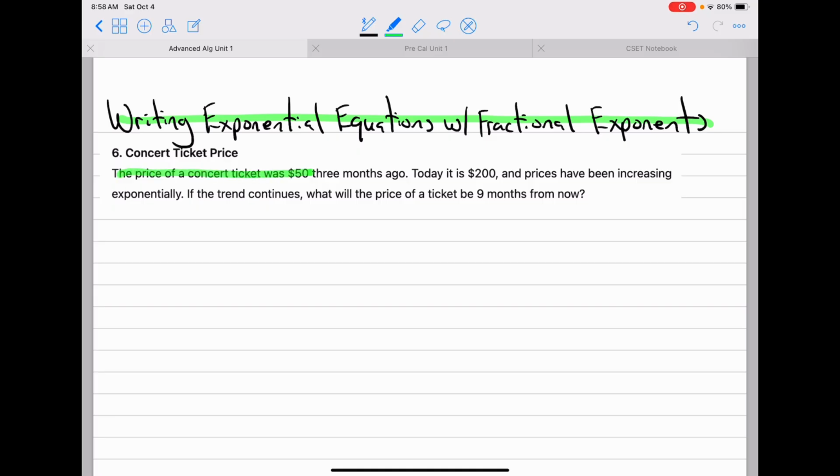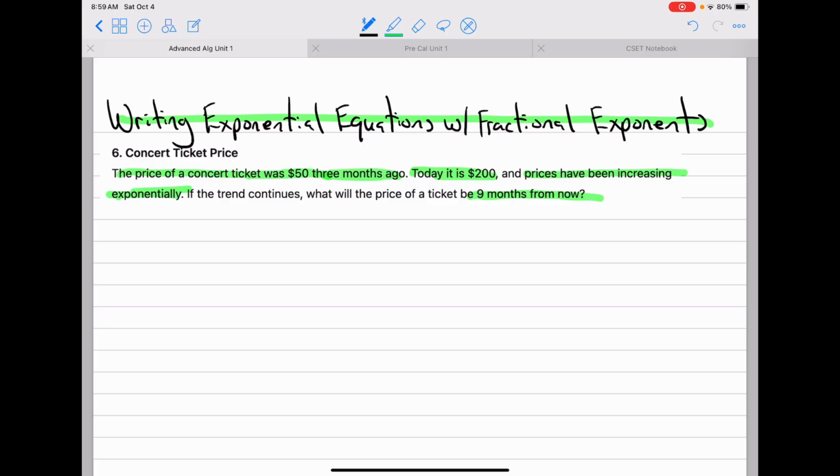Price of a concert ticket was $50 at month 0. 3 months ago, we're going to call month 0. All right, today it's $200. Prices are increasing exponentially. What will the price be 9 months from now? Okay, so just go ahead and write that down.